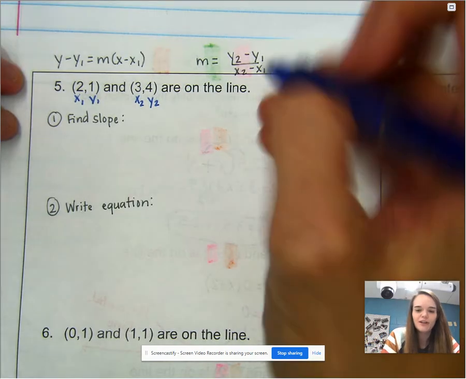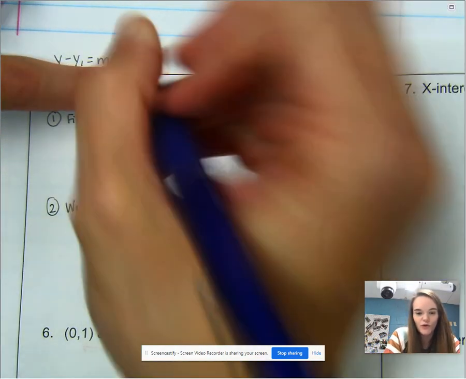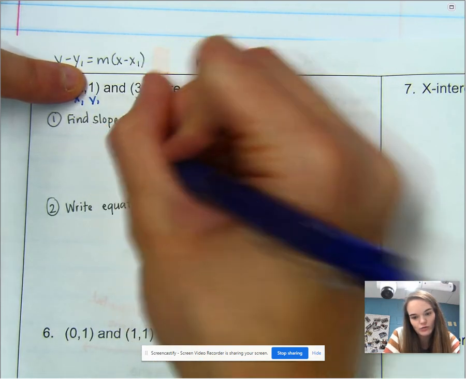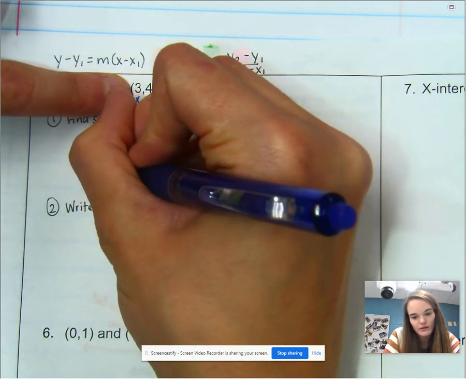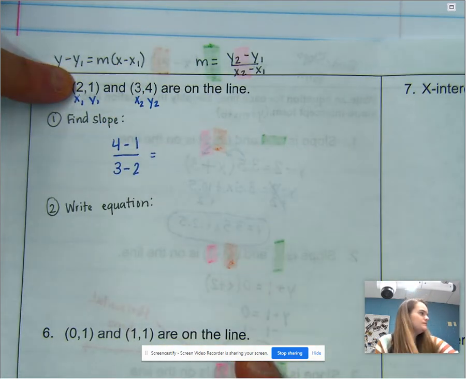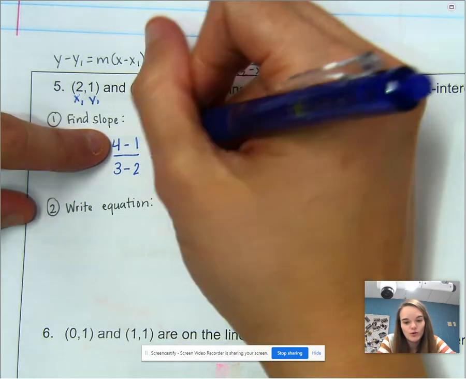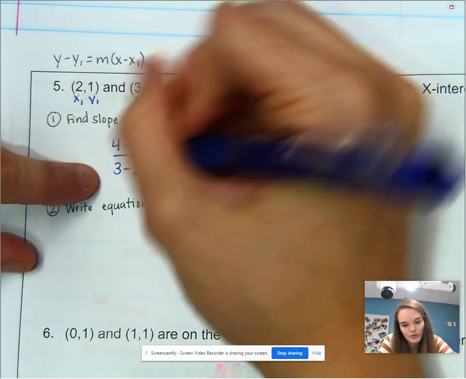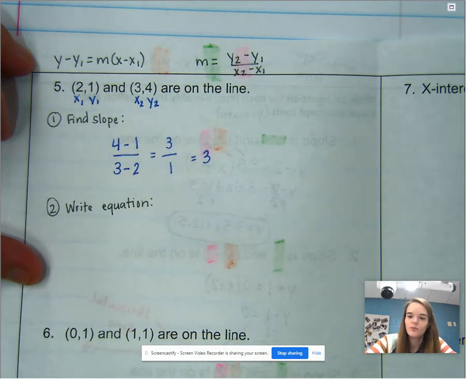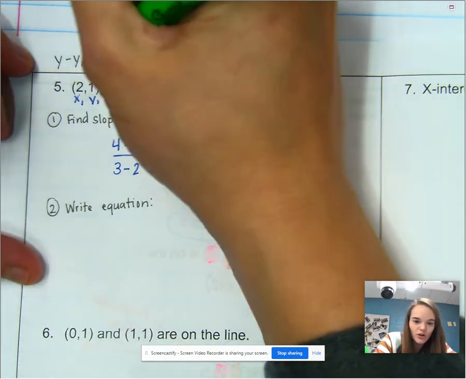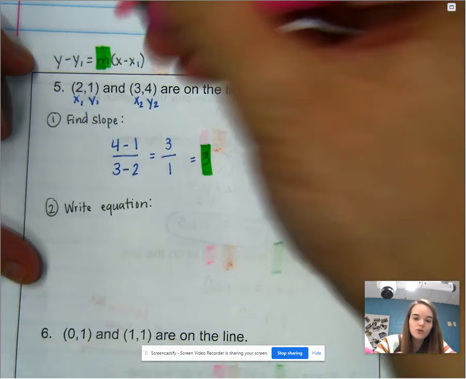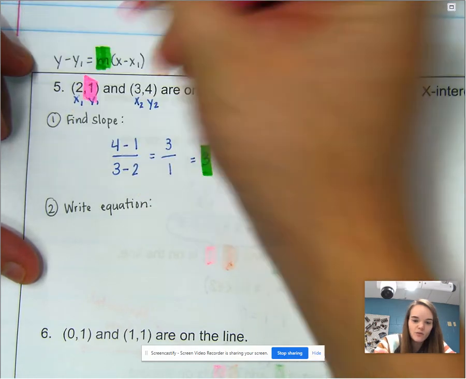Okay, so we're going to plug this in. Y2 is 4 minus y1 is 1 over x2 is 3 minus x1 is 2. 4 minus 1 is 3. 3 minus 2 is 1. That means the slope is 3. Slope will go right here. Slope is 3. Then I'm going to use x1, y1.